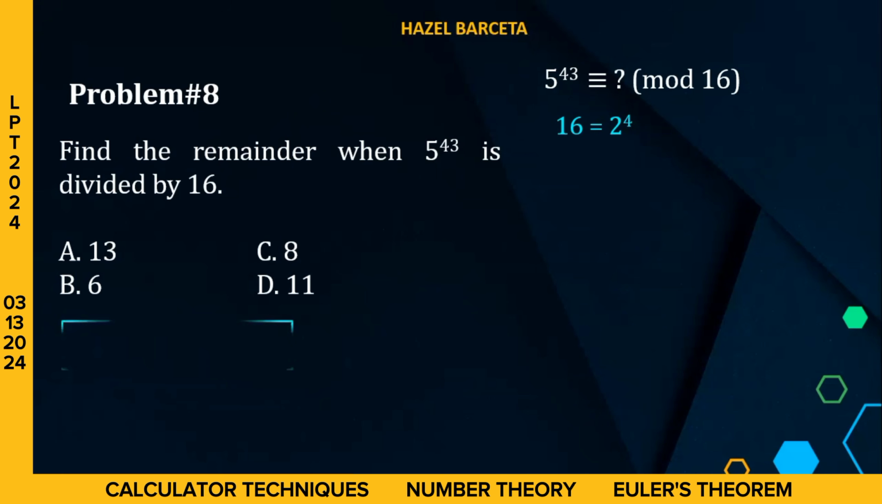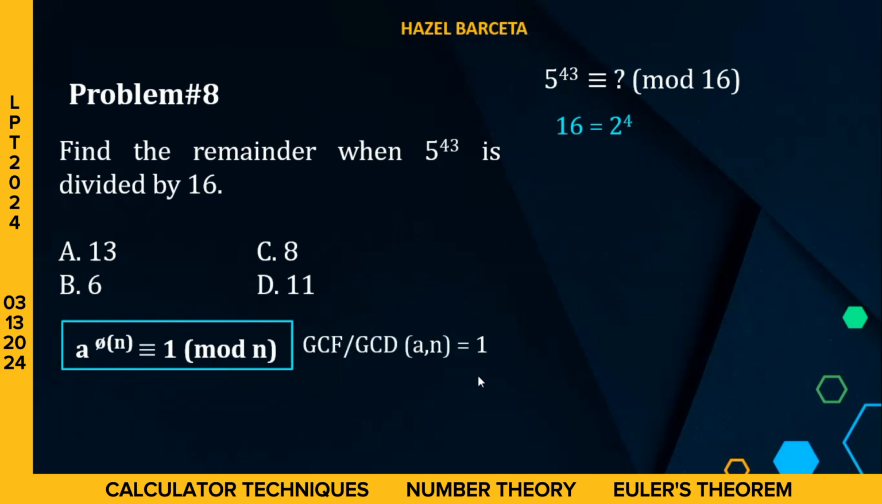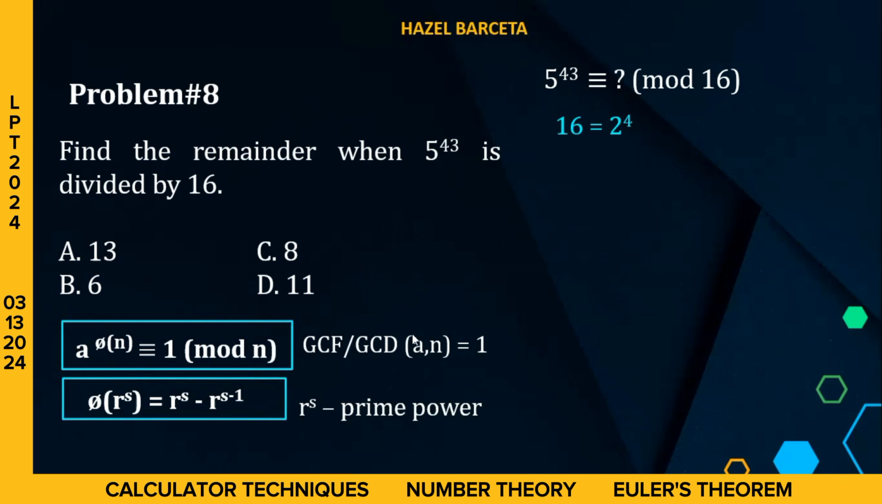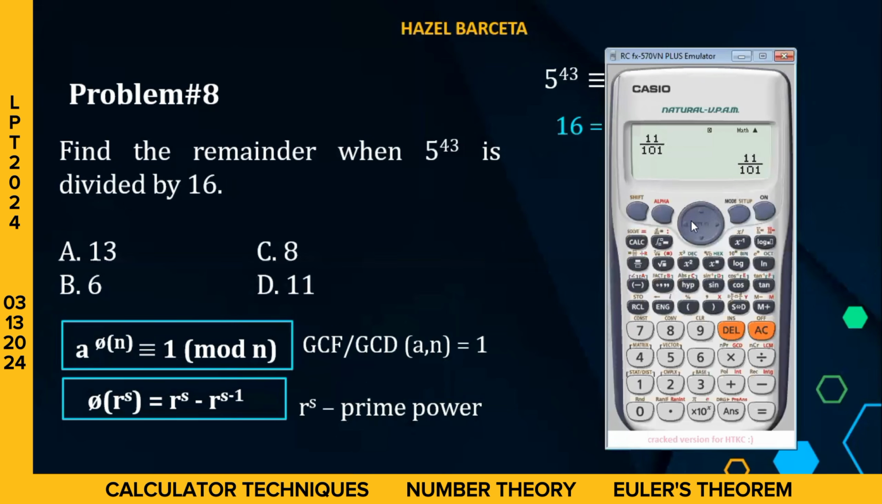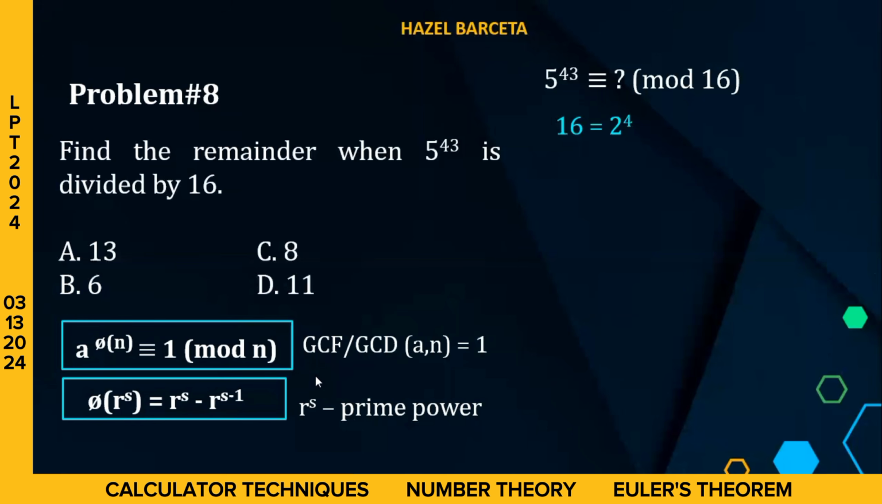Number 3. Ayan. Then, we call the formulas. Ayan. GCF must be equal to 1. Then, ang ating prime power. Ayan. So, we have to check na dapat po ang ating A at N ay relatively prime. So, we have to verify if 5 and 16 ay simplest form na po ba or lowest term. Dahil kapag lowest term, relatively prime na po. So, yes, goods po tayo dyan. So, proceed po tayo. Ito po ang i-apply natin.